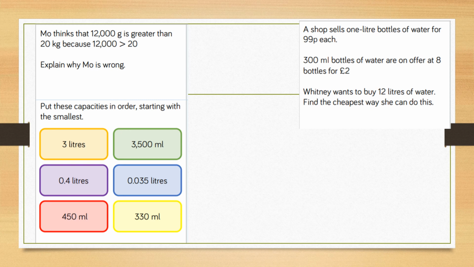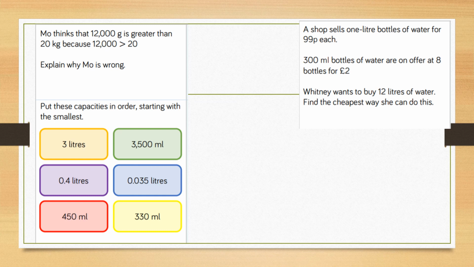Okay, here's some problems. Mo thinks that 12,000 grams is greater than 20 kilograms because 12,000 is greater than 20. Explain why Mo is wrong. So what you're going to need to do there is you're going to need to put them both into the same units. So what's 12,000 grams in kilograms? Okay, or you could do 20 kilograms into grams, whichever you find easier. So there you're either going to be dividing or multiplying by 1,000. There's 1,000 grams in a kilogram, that word kilo.